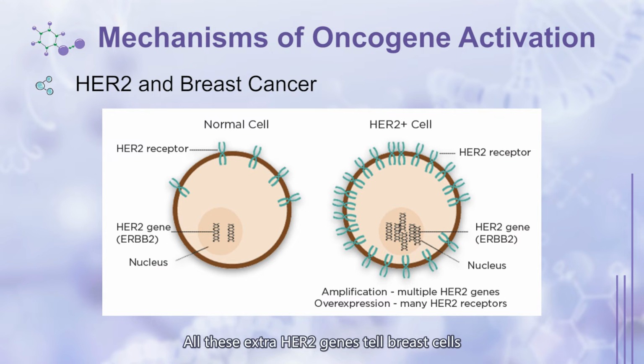All these extra HER2 genes tell breast cancer cells to make too many HER2 receptors. HER2 protein overexpression makes breast cancers grow and divide in an uncontrolled way. Breast cancers with HER2 gene amplification or HER2 protein overexpression are called HER2 positive in the pathology report. HER2 positive breast cancers tend to grow faster and are more likely to spread and come back compared to HER2 negative breast cancers.